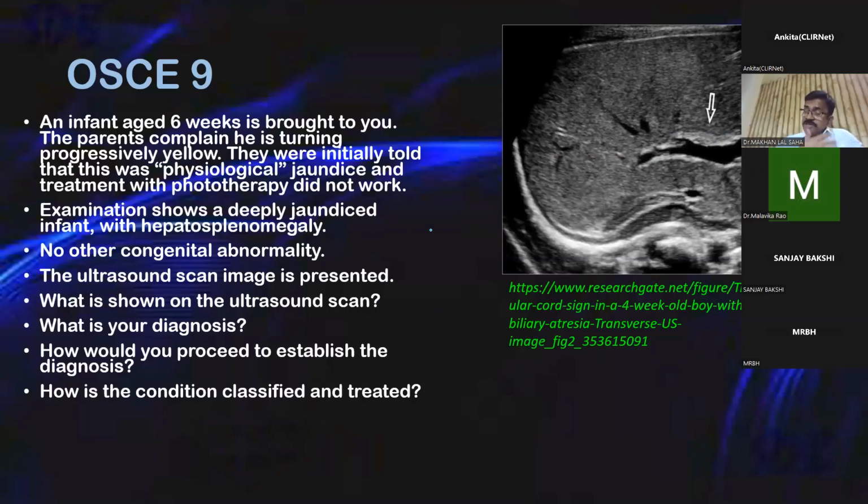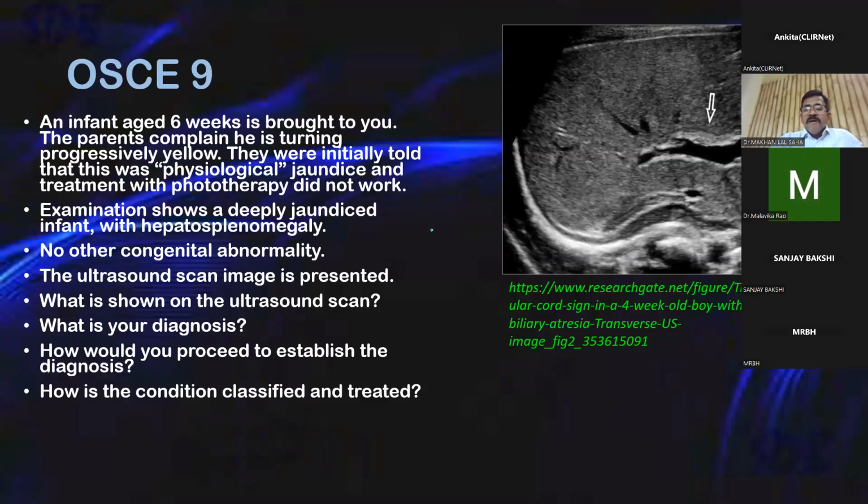It is not physiological jaundice. Jaundice at birth is most commonly due to what? It's not physiological, and the jaundice is progressing. Hepatobiliary atresia. So what is your diagnosis? You said it correctly. Say it again loudly. Sir, extrahepatic biliary atresia.